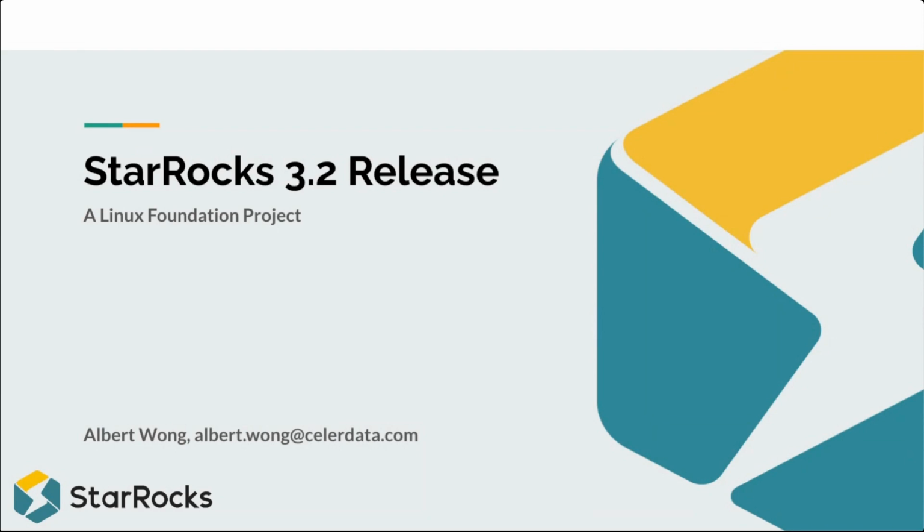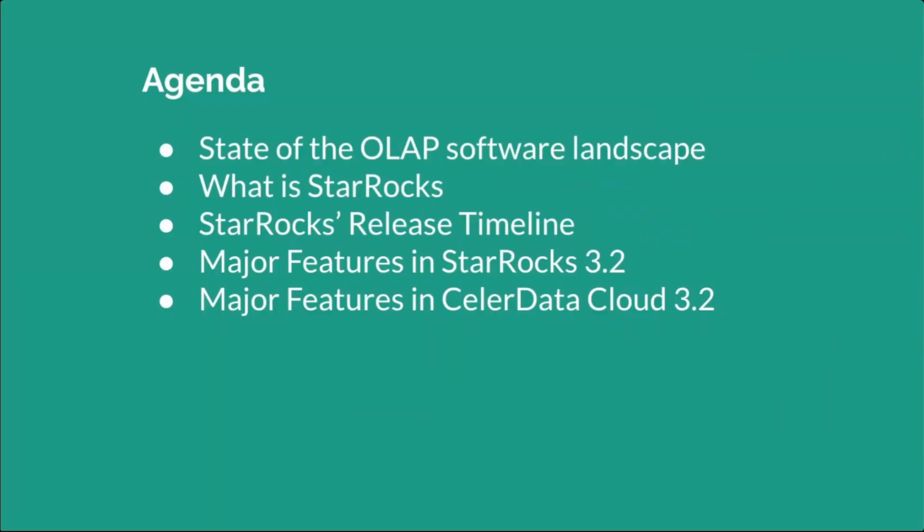So let's go through today's agenda and the contents for today's session. We're going to talk a little bit about the state of the OLAP landscape. For some of the new people, we're going to talk about what StarRocks is, because I want to give a short summary of that. We're going to talk about our release timelines, and then more about the major features in 3.2, and touch a bit on CelerData Cloud 3.2. And then, what are the plans there?